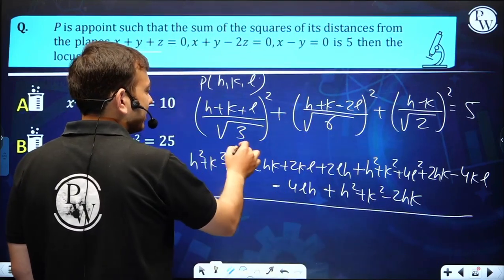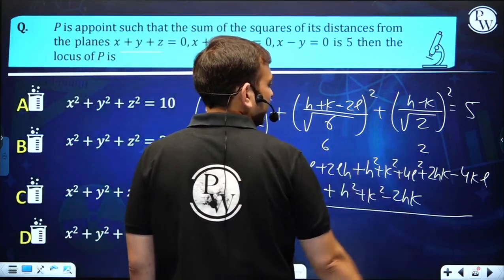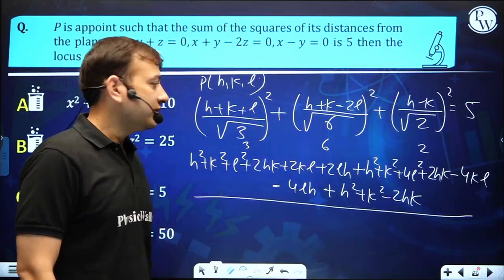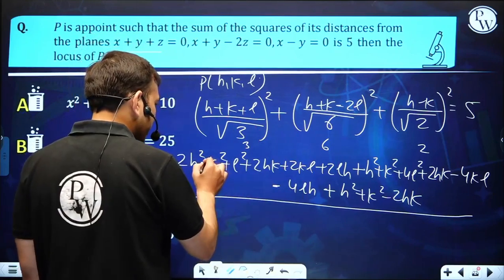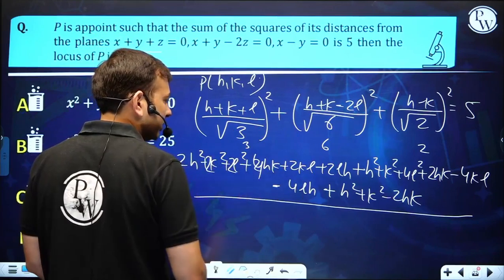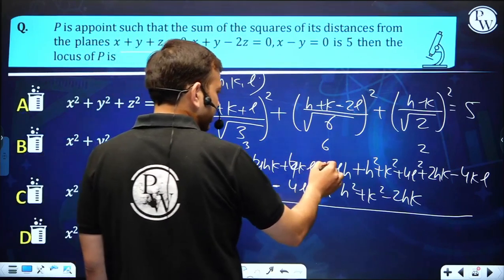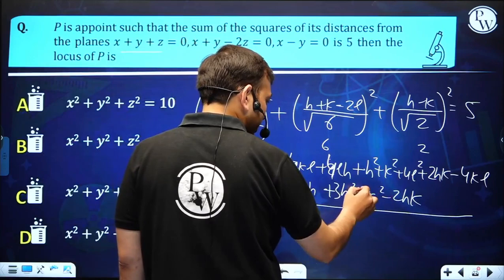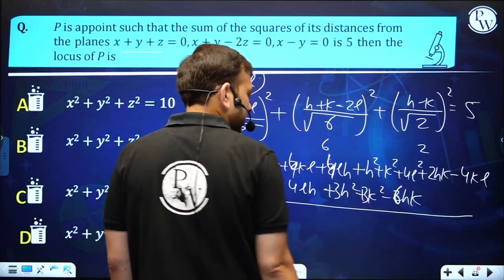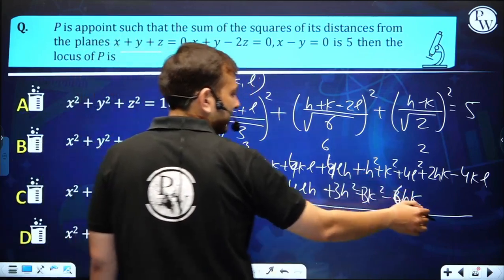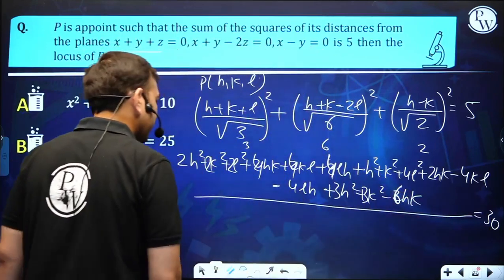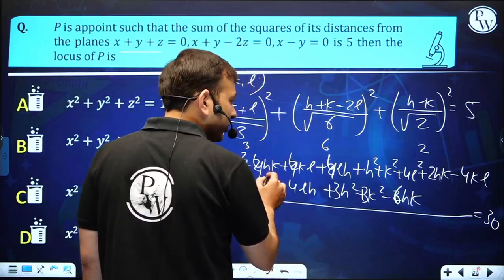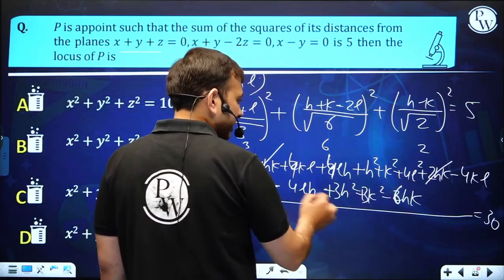But the LCM also will come, right sir? Here 3, here 6, and here 2. So the LCM will be 6 only. So 3 2s are 6. Here 2 2s are 4 and here also 2 2s are 4. This will be the same. Here 3 will come, so 3, 3 2s are 6hk, like this, divided by 6. So 6 5s are 30. Now, sir, definitely things will get cancelled. Like 4hk plus 2hk is 6hk, cancelled.